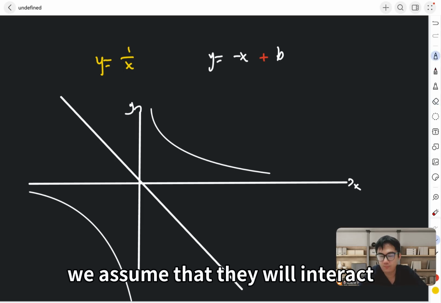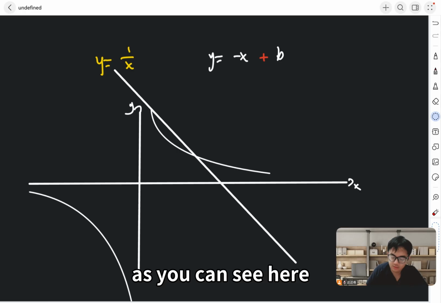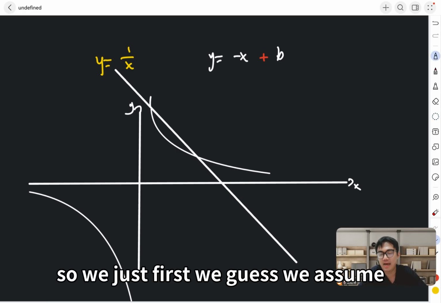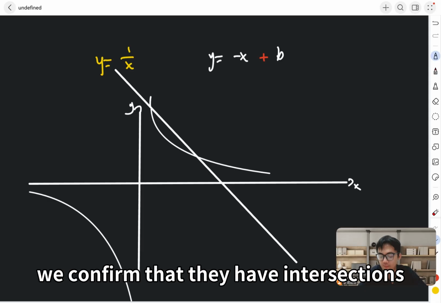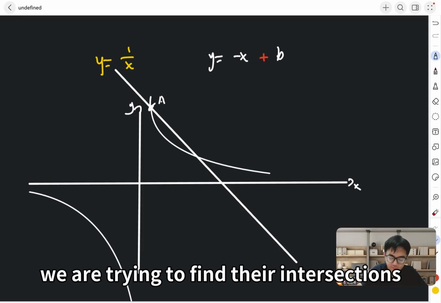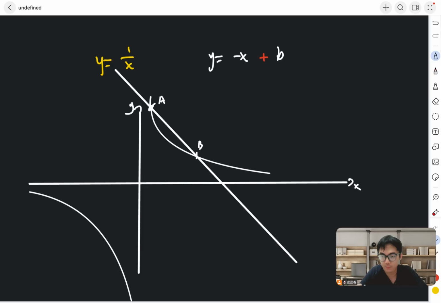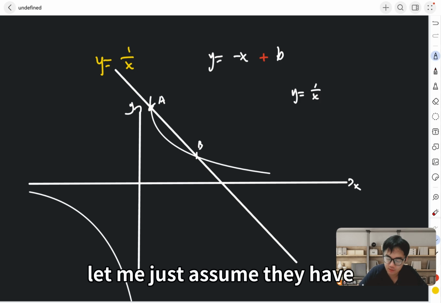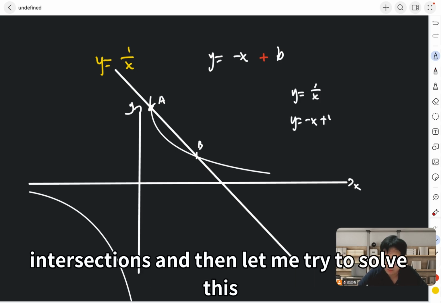We assume that they will intersect. As you can see here, they definitely have intersections. So we assume, we confirm that they have intersections. And after that, we are trying to find their intersections. By how? By doing their simultaneous equations again. So let me just assume they have intersections, and then let me try to solve this.